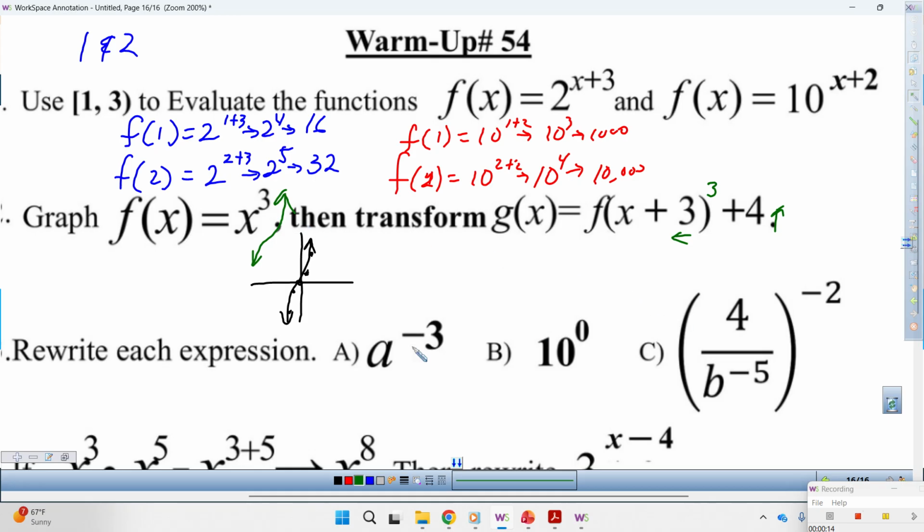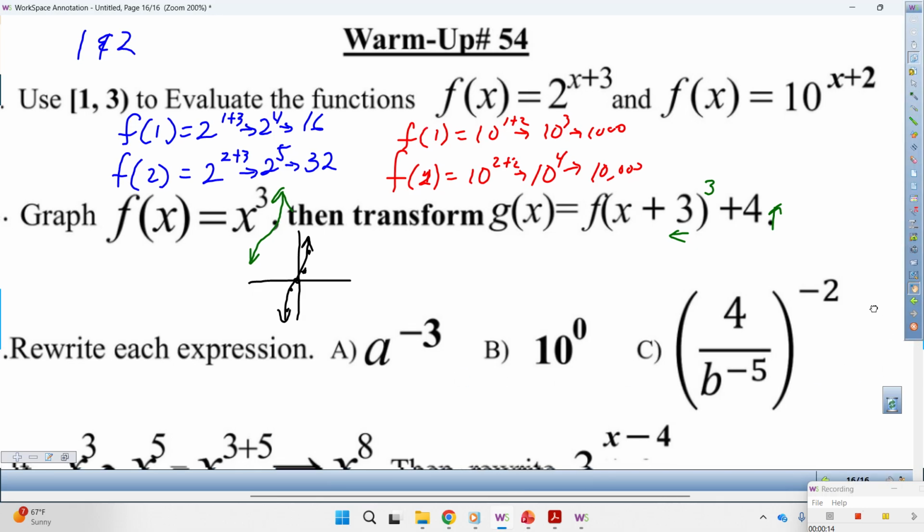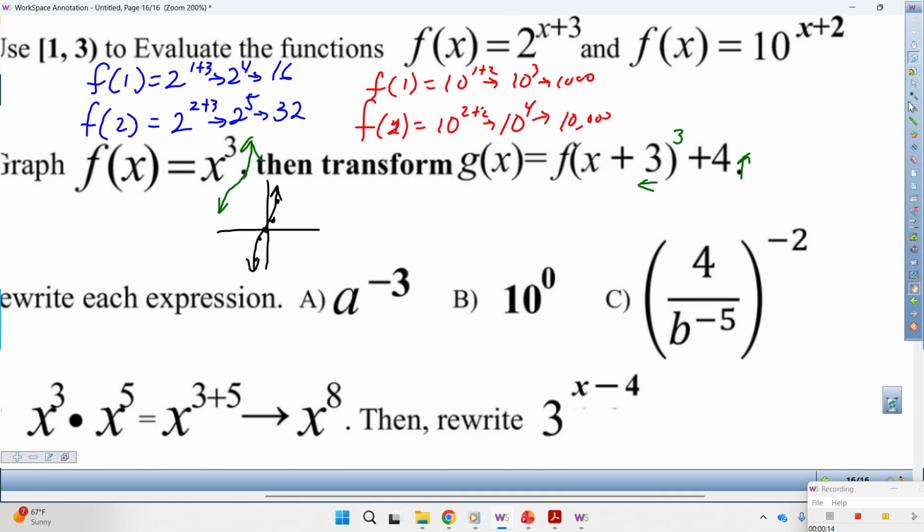Number 3, A, B, and C. 3A. Tell your neighbor what you got for 3A, and then Jaime's going to pass that one to someone. 3A. What'd you get for 3A? Jaime, pass someone. Julian, what'd you get? 1 over A to the 3rd. That is correct. How about B, Julian?